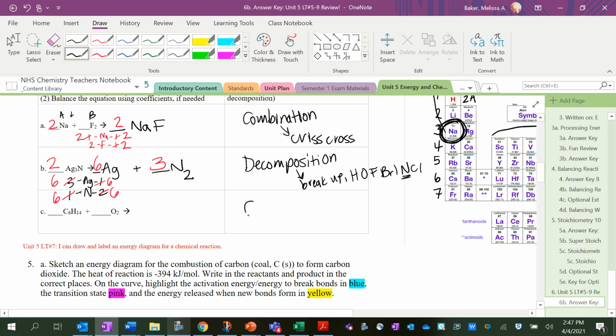And the last one I recognize as fuel plus oxygen. That's a combustion reaction. So our products we know are going to be CO2 and H2O. So to balance, we're going to do the Cho method. C's, then H's, then O's in that order. 6 C's on the left, only 1 on the right. 14 H's on the left, only 2 on the right. 2 O's on the left, and 2 plus 1 more, 3 on the right.